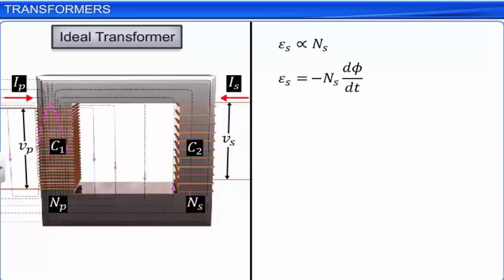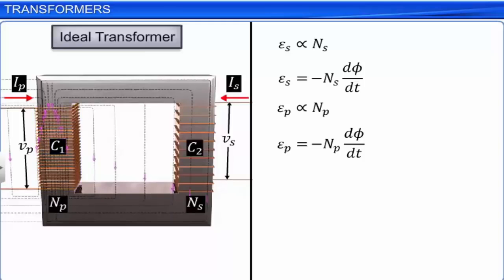The alternating flux phi also induces an EMF referred to as the back EMF in the primary coil due to self-induction. This EMF EP is proportional to the number of turns Np in the primary coil. This back EMF EP is equal to minus Np into d phi by dt, where d phi by dt is the rate of change of the magnetic flux linked with the primary coil. The minus sign is in accordance with Lenz's law.